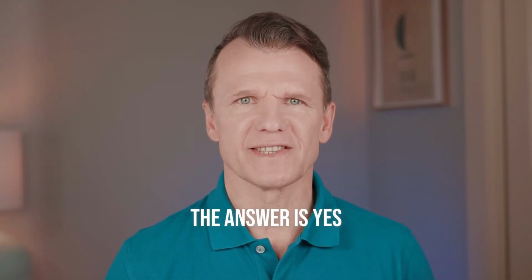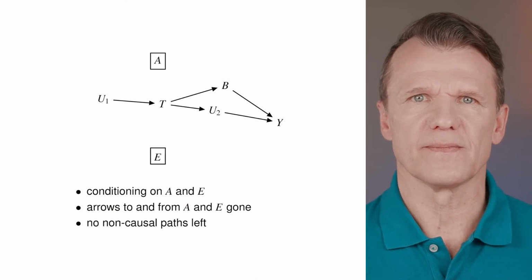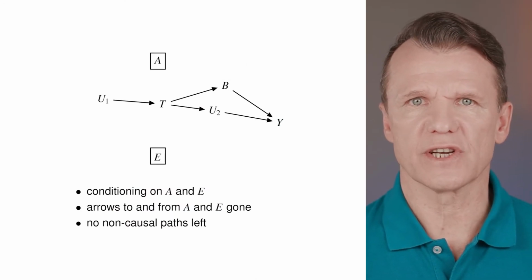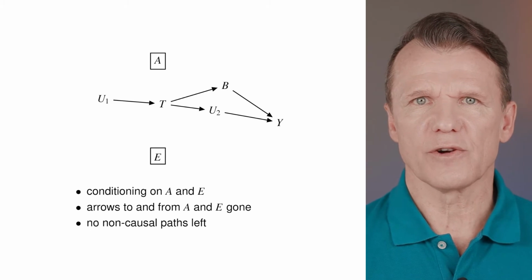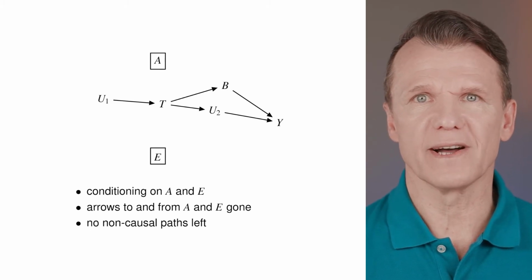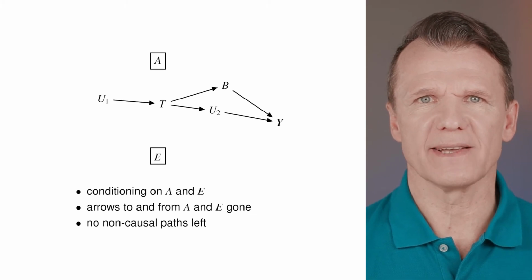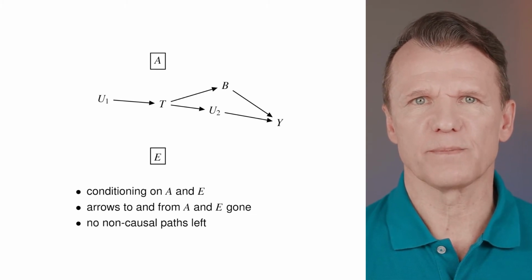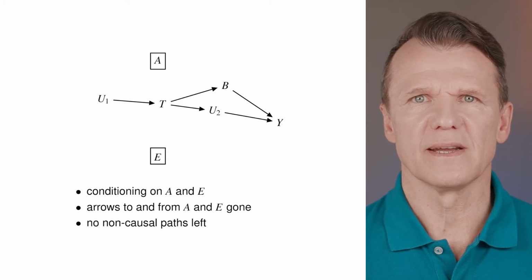The answer is yes. Let's take a look at this diagram. It shows the result of such conditioning. Notice the arrows pointing to and from nodes A and E. They're all gone. No non-causal paths are left, and that path producing a variation between T and Y.